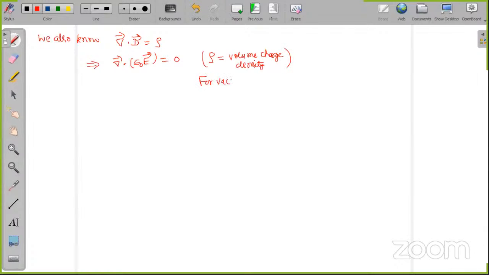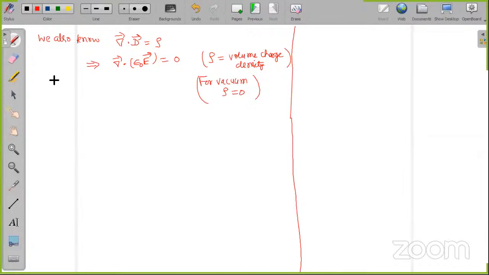For vacuum, how much charge is there? Please remember, there is nothing in vacuum, so how much charge will there be in vacuum? Zero. For vacuum, rho will be 0. That is why I wrote the title of the article as transverse nature of electromagnetic waves in vacuum. It is a different topic if you want to check whether waves will be transverse in medium. That will be a separate article.